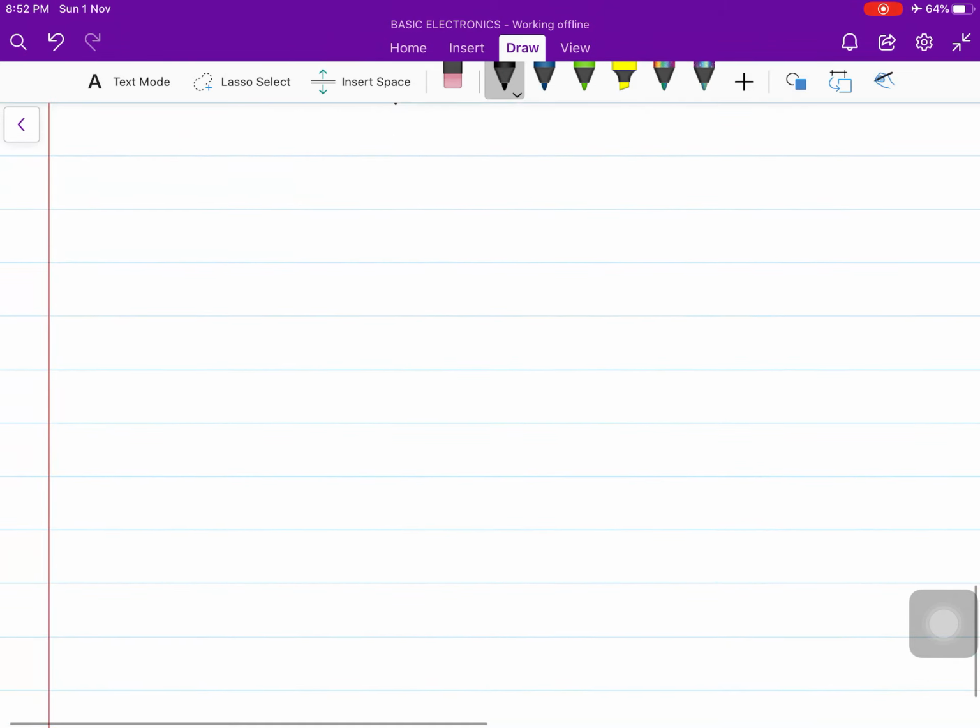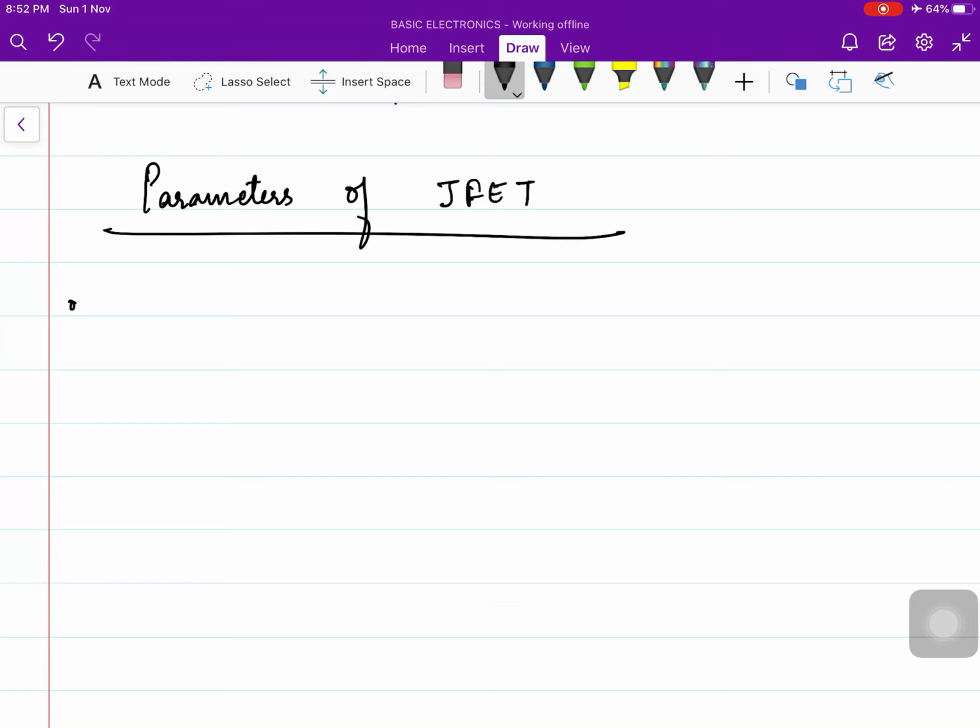Now that was all about the characteristics of JFET. Now let's move on to some important parameters of JFET which we must know. The first parameter is dynamic resistance.